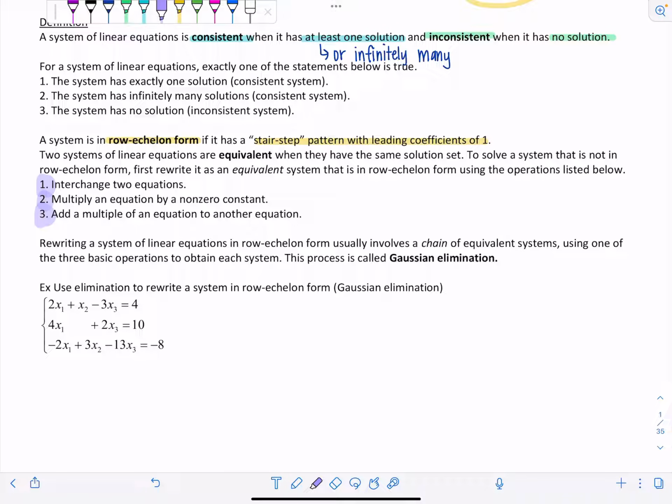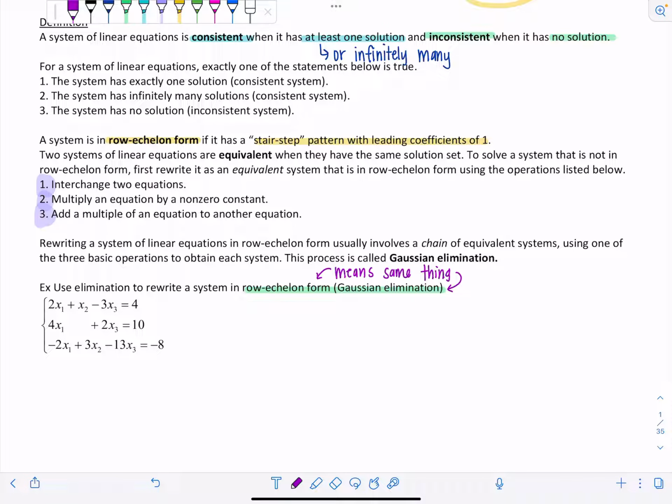So let's just jump into an example. First one states, use elimination to rewrite a system in row-echelon form, aka use Gaussian elimination. So you guys, this means the same thing. Your brain needs to understand that these two are telling you to do the same process, okay?